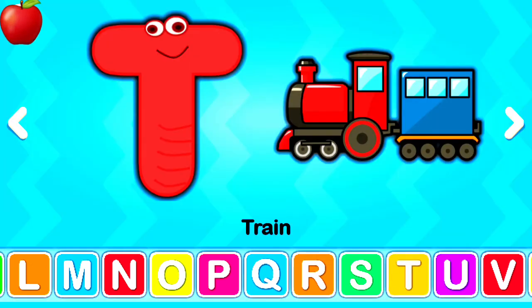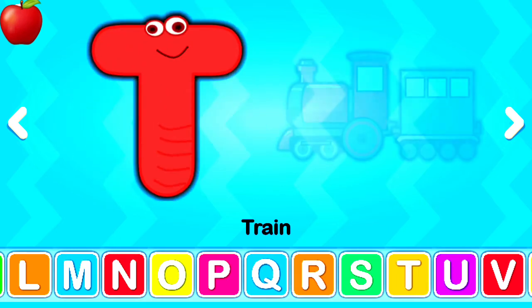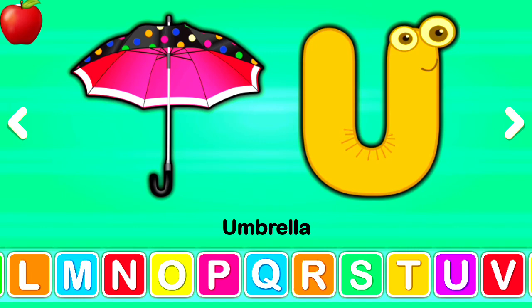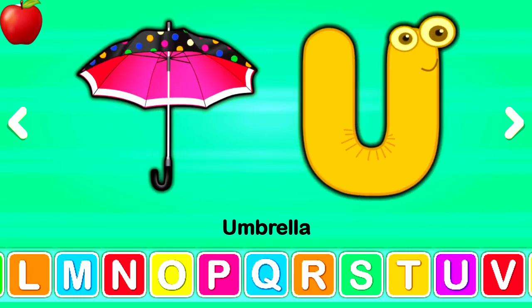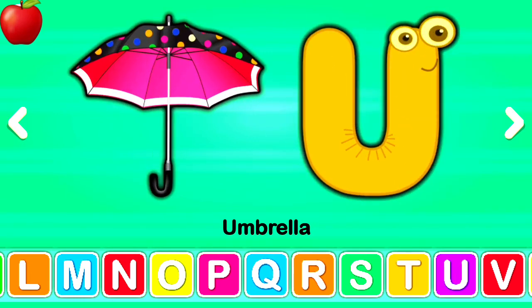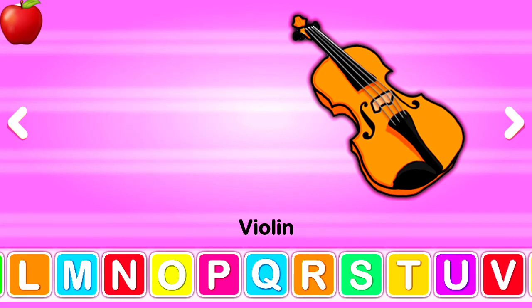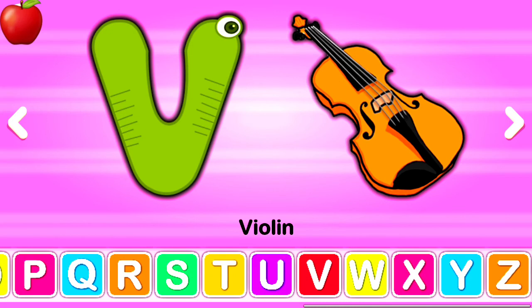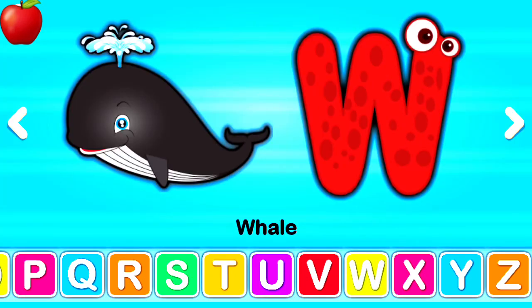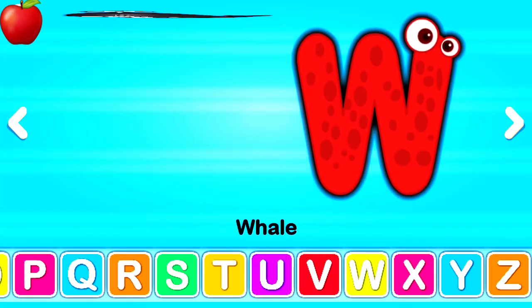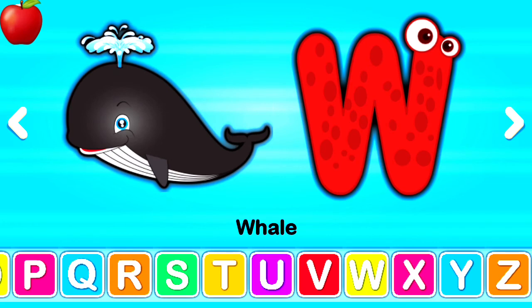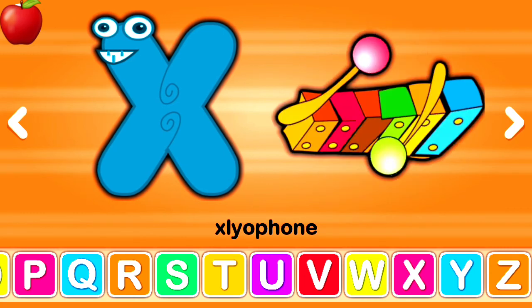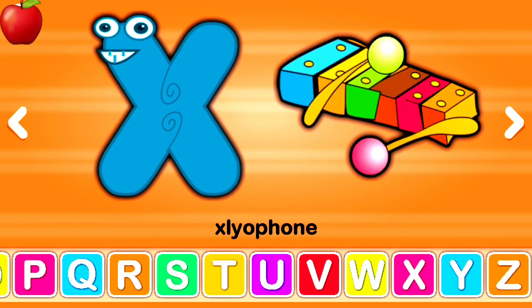T for train. U for umbrella. V for violin. W for whale. X for xylophone.